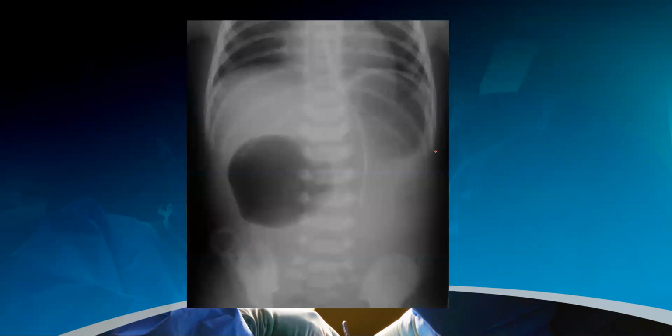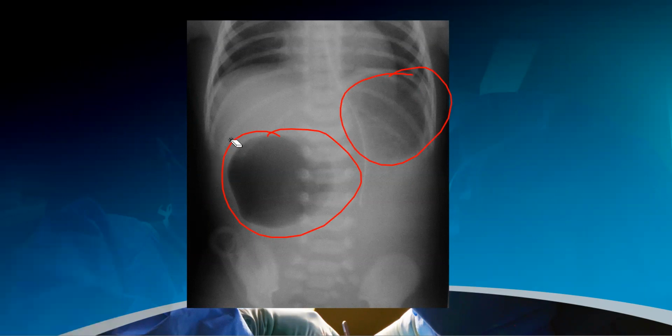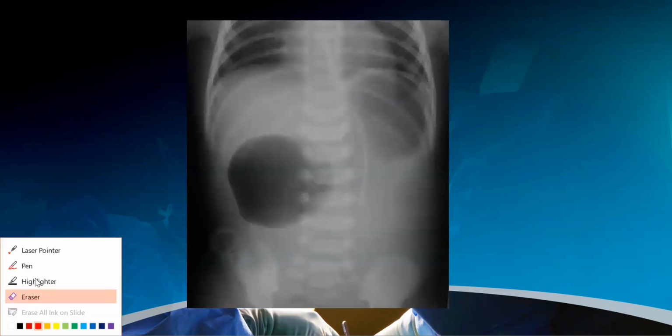Now, this is the X-ray that is provided. So we call it the double bubble sign. See this bubble and this bubble? That is what we call the double bubble sign. And it's very commonly found in duodenal atresia type.